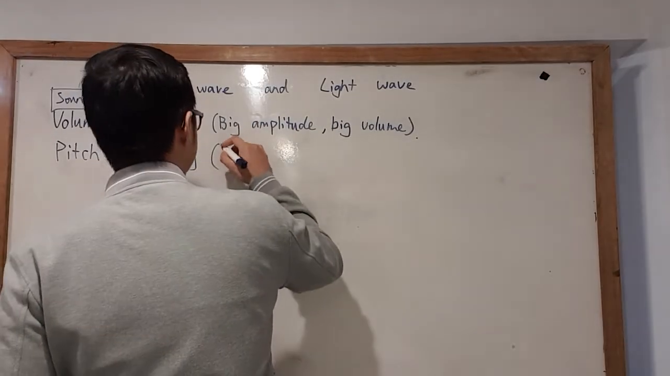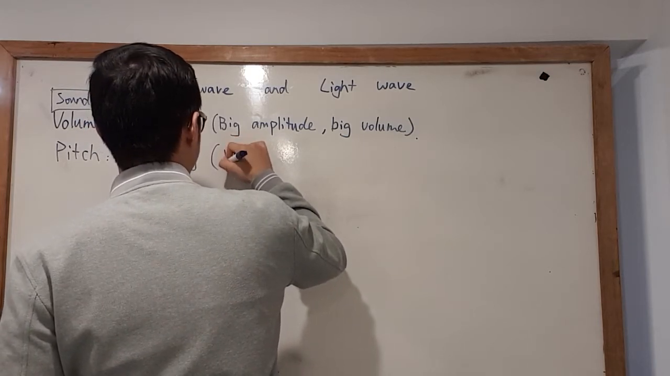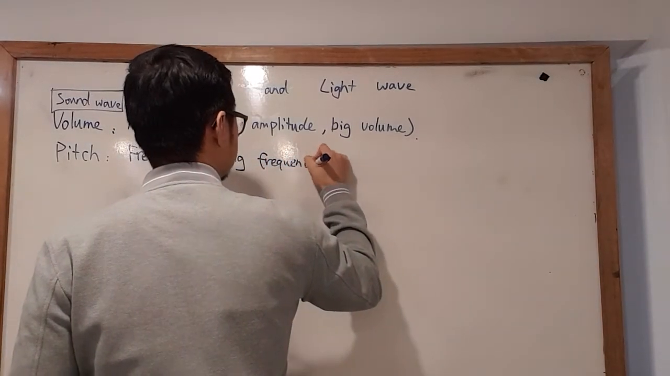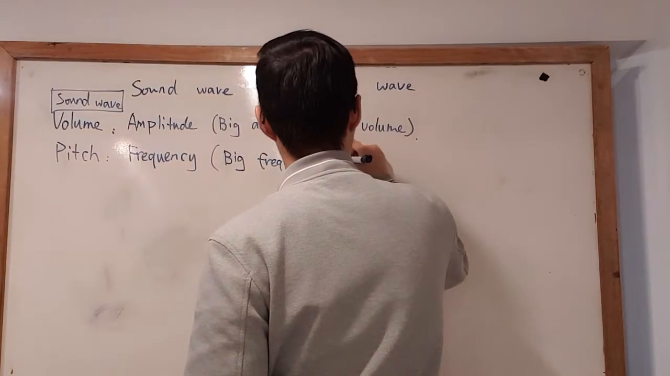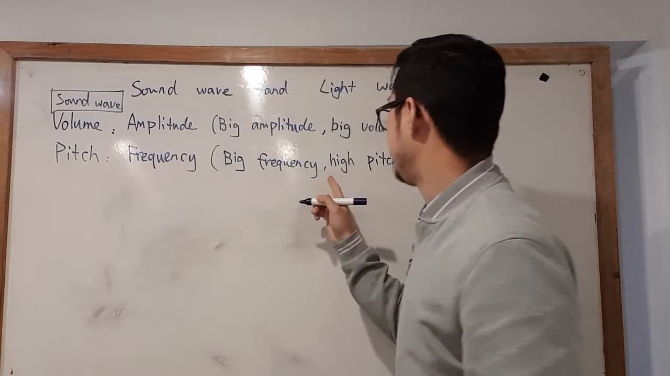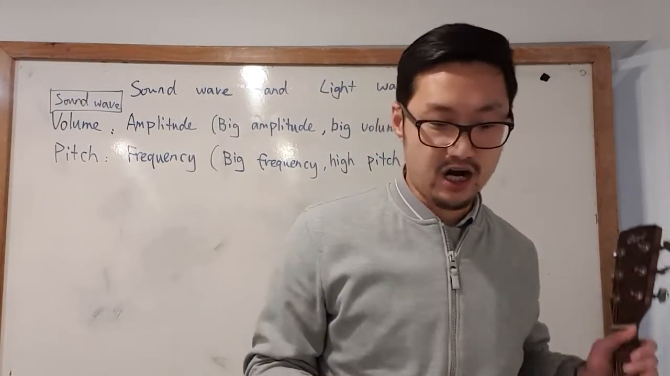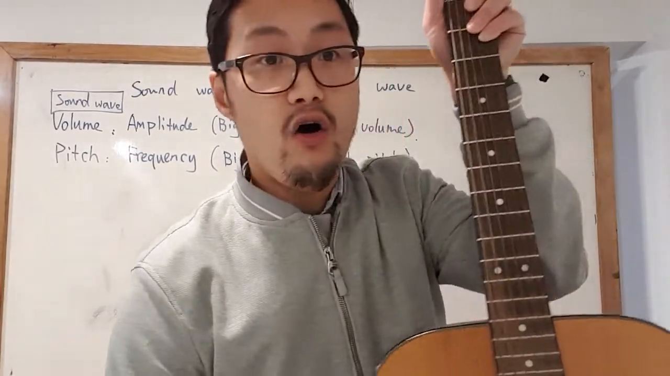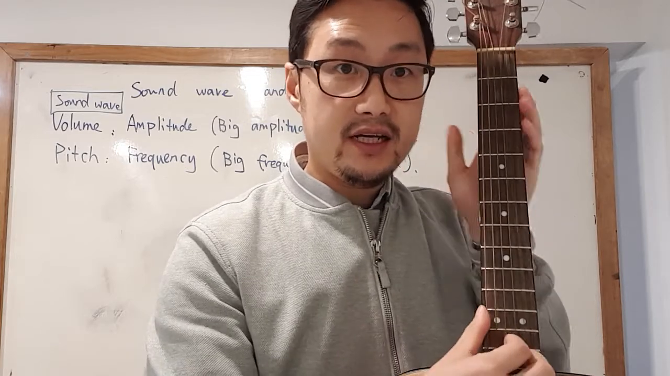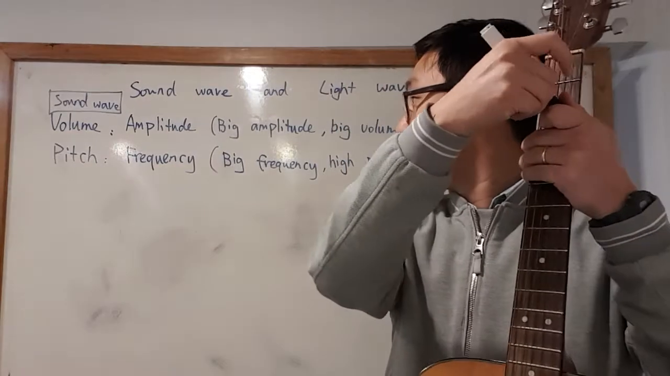So say that big frequency is high pitch. And then obviously lower frequency, low pitch, okay? And this one, I can show it on the guitar string. On the guitar, I have a few different strings over here. Each string, we can change the speed, okay? So I'm going to write over here.